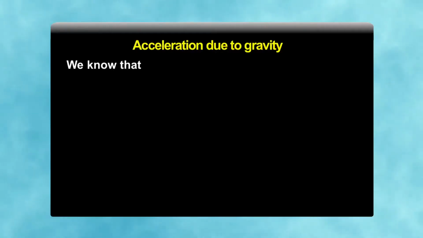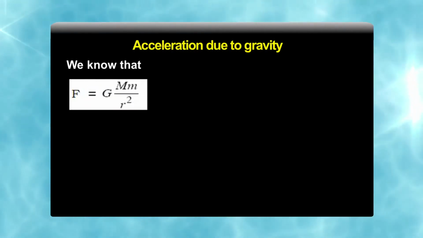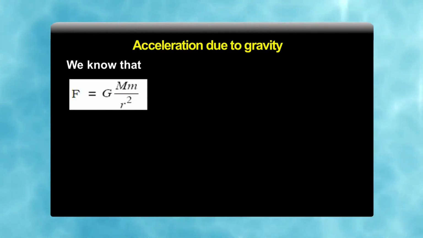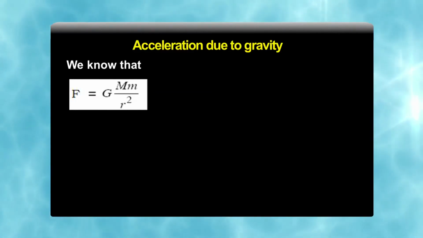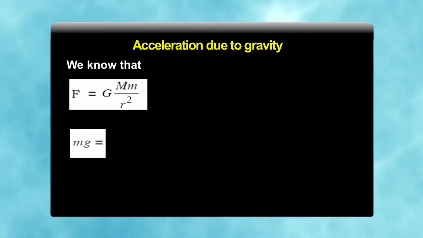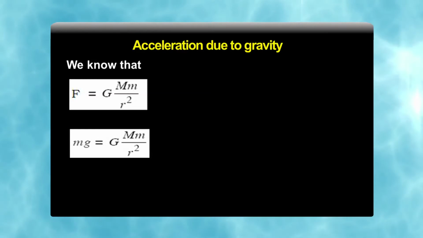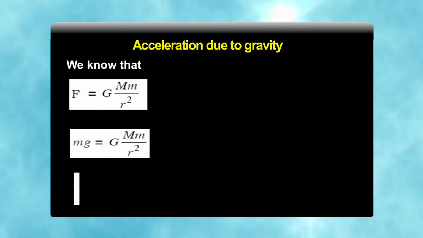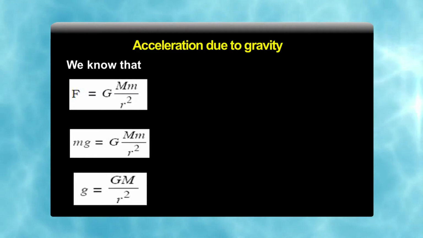We know that F is equal to capital G, capital M, m divided by r square, where capital M is the mass of the earth, and r is the distance between the object and the center of the earth. Therefore, mg is equal to G M m divided by r square. From this expression, we get small g is equal to capital G capital M divided by r square.